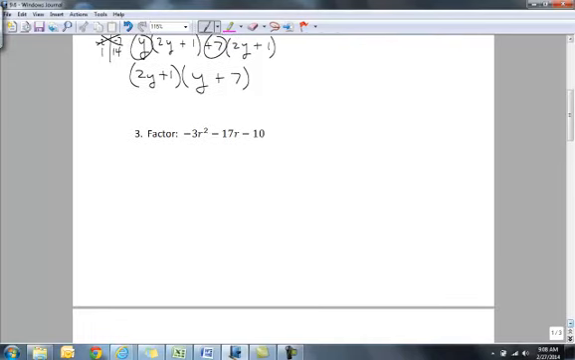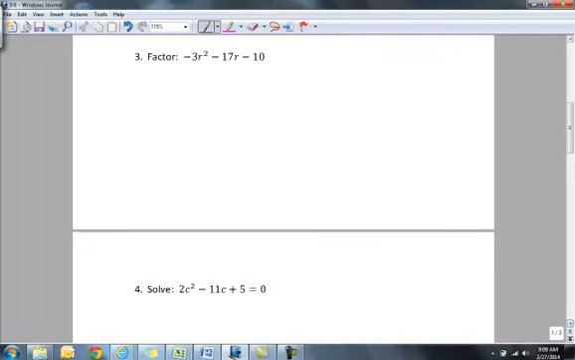Okay, number 3. Once again, notice that a is not 1. So whenever a is not 1, you've got this trinomial you're supposed to factor. The first thing we're going to find is AC. So a times c would be 30.